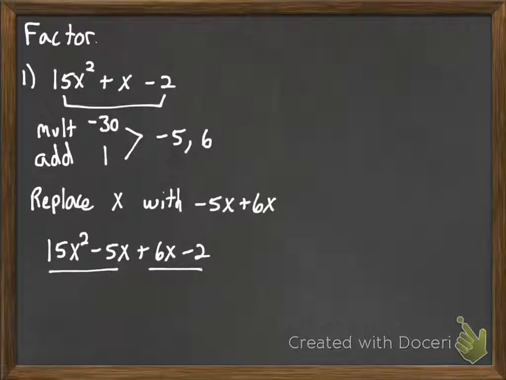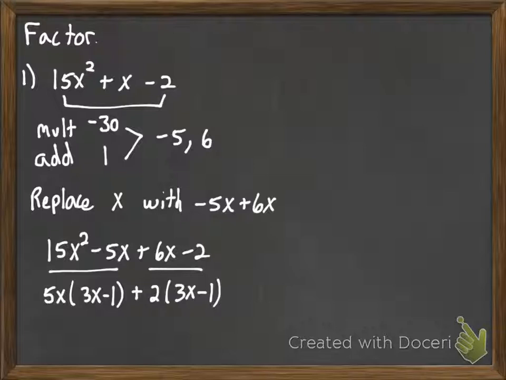As we do our grouping now, we look for our common factor, 5x. That will leave us with 3x minus 1. And then 2 is our common factor, and that leaves us with a 3x minus 1 again. And then we can pull the 3x minus 1 out of both, and we have our 5x plus 2. So again, that is how that process works. So moving on to example 2.